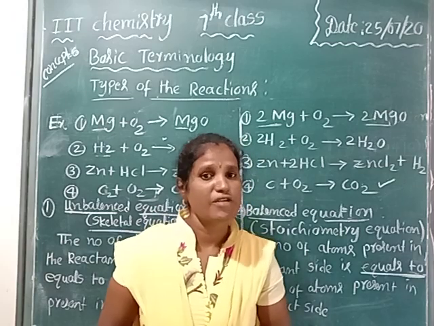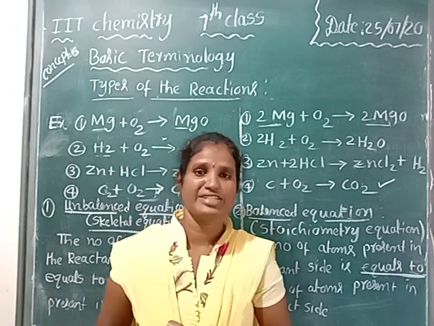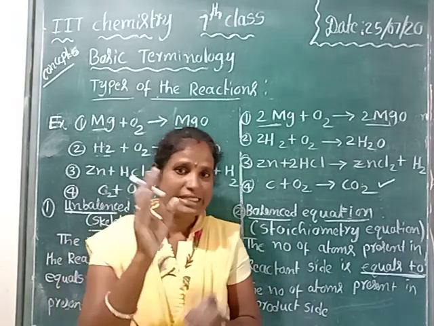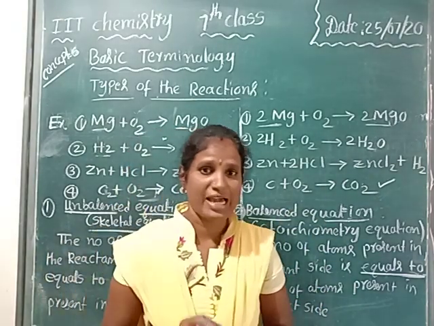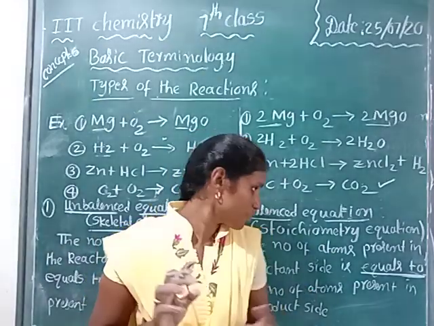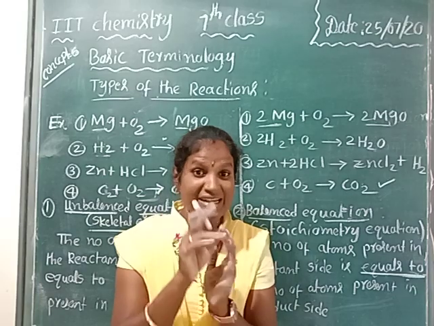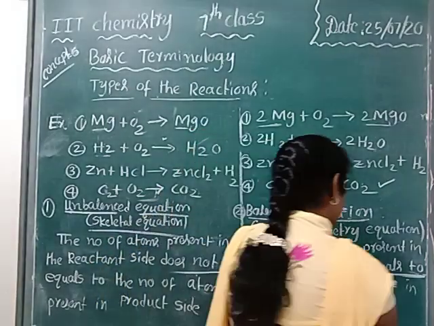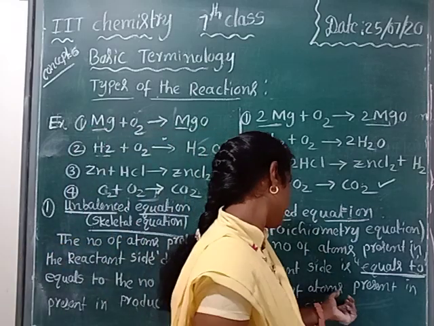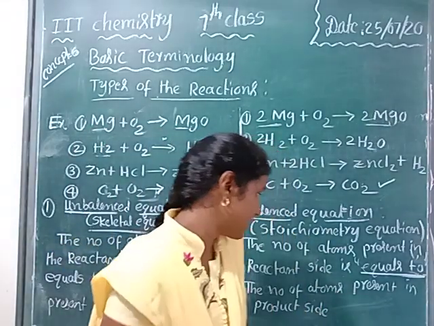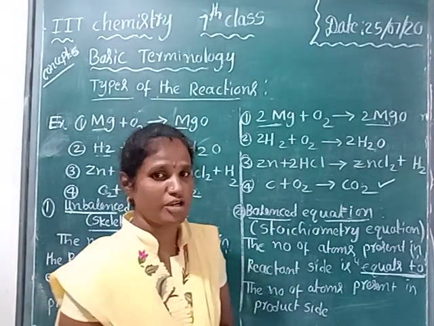What is another definition of unbalanced equation? The total mass of the reactant side does not equal the total mass of the product side. That is another definition. Next, second one, children: balanced equation. What is a balanced equation? The number of atoms present in the reactant side is equal to the number of atoms present in the product side is called a balanced equation or stoichiometric equation.